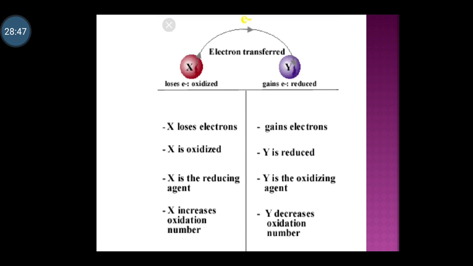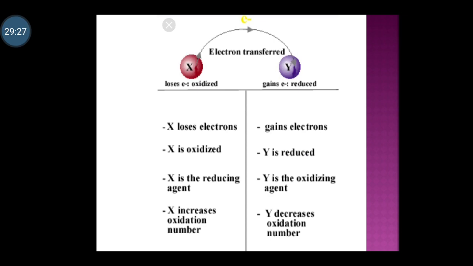Y is the oxidizing agent because it's the one gaining electrons. So take note from the definition I gave you. Now another way to know is when X increases oxidation number. When the oxidation number of X is increased at the end of a reaction, you know that it is a reducing agent. So it means the reducing agent will have an increase in oxidation number after the reaction, while the oxidizing agent will have a decrease in oxidation number after the reaction. So Y decreases oxidation number.